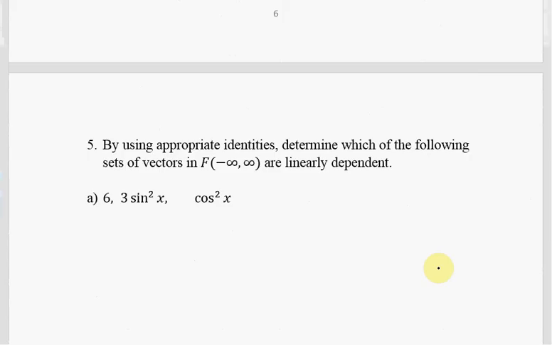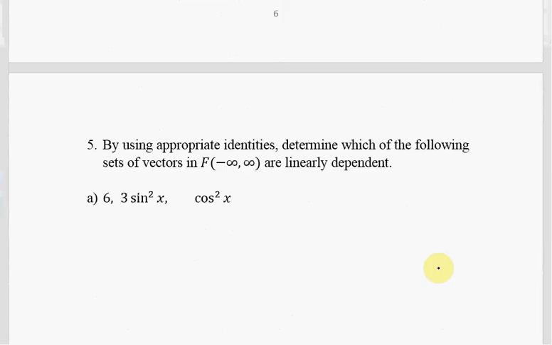Right. By using appropriate identities, determine which of the following sets of vectors in the space of all continuous functions on the interval from negative infinity to positive infinity are linearly dependent. You can use the Wronskian if you want, but it's very cumbersome. Because remember, the Wronskian talks about if you have three functions, you have to find the first derivative, second derivative.